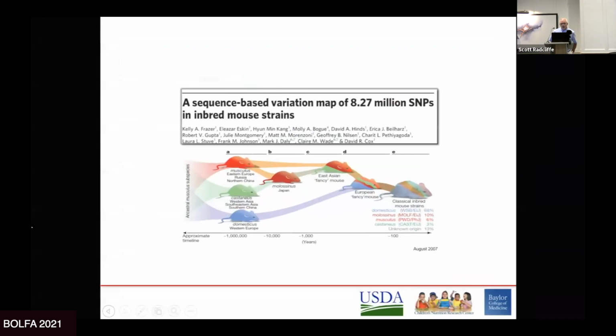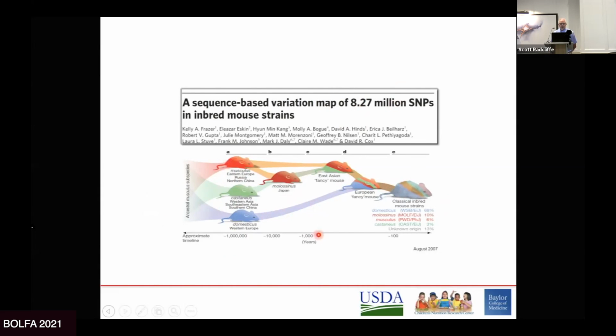So this paper was really what first got me interested in this aspect of research, and it was a study published in 2008 where they really resequenced 8 inbred mouse strains, and they were able to create an initial resource of about 8 million SNPs. And then what they did was to use that data to do kind of a phylogenetic mapping to show the origins of the laboratory mouse that we commonly use, which is shown over here on the right, this multicolored one.